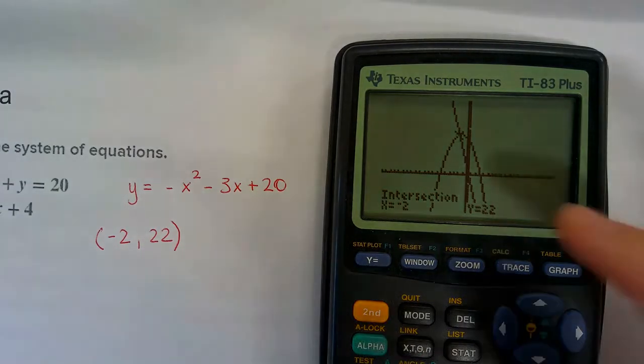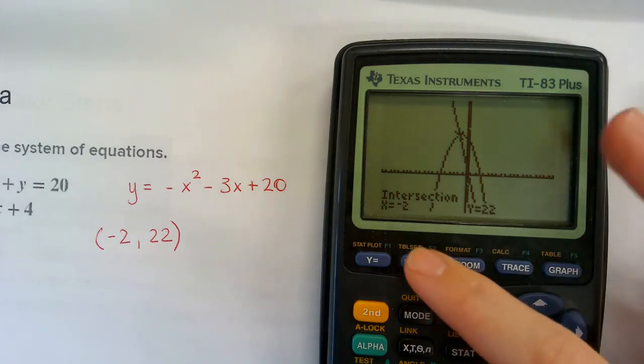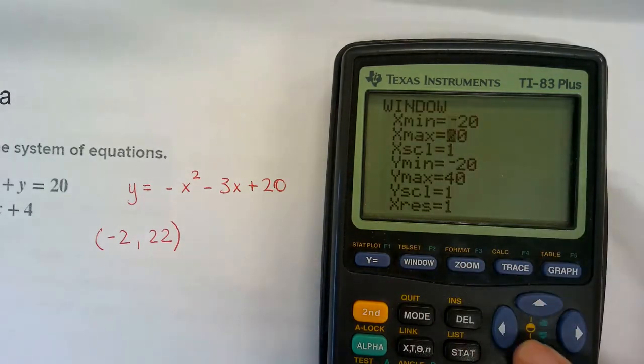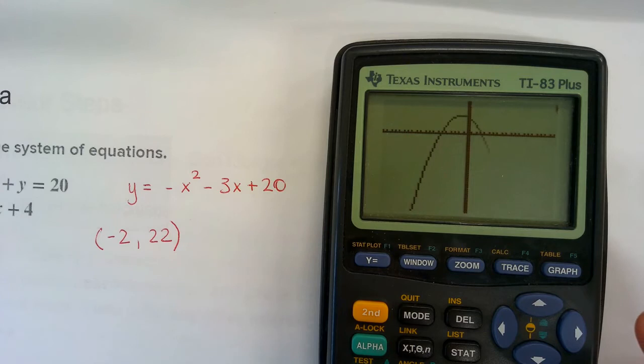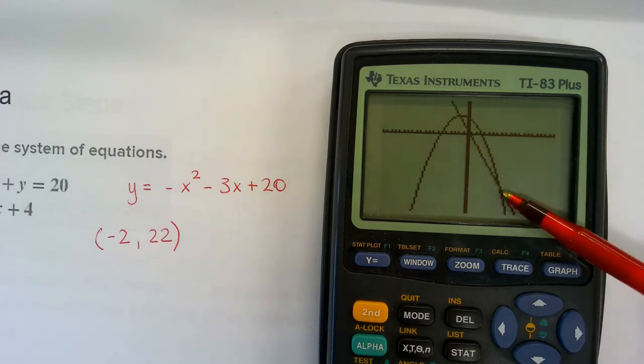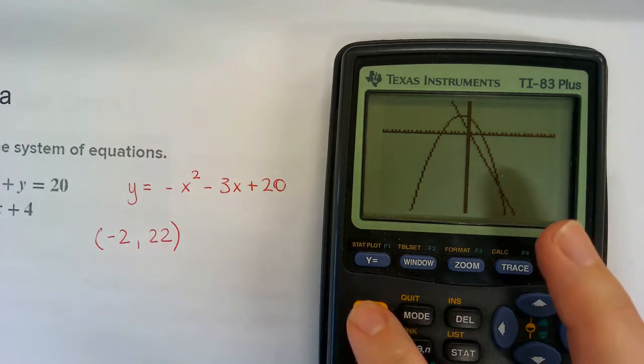There looks to be that there might be another intersection down here at the very bottom, so I would want to check that. So I might change my y minimum, let's say negative 100, just to make sure that it doesn't cross down there, because it might. And it does. See how it crosses clear down there now? So now I'm going to need to do that intersection as well.